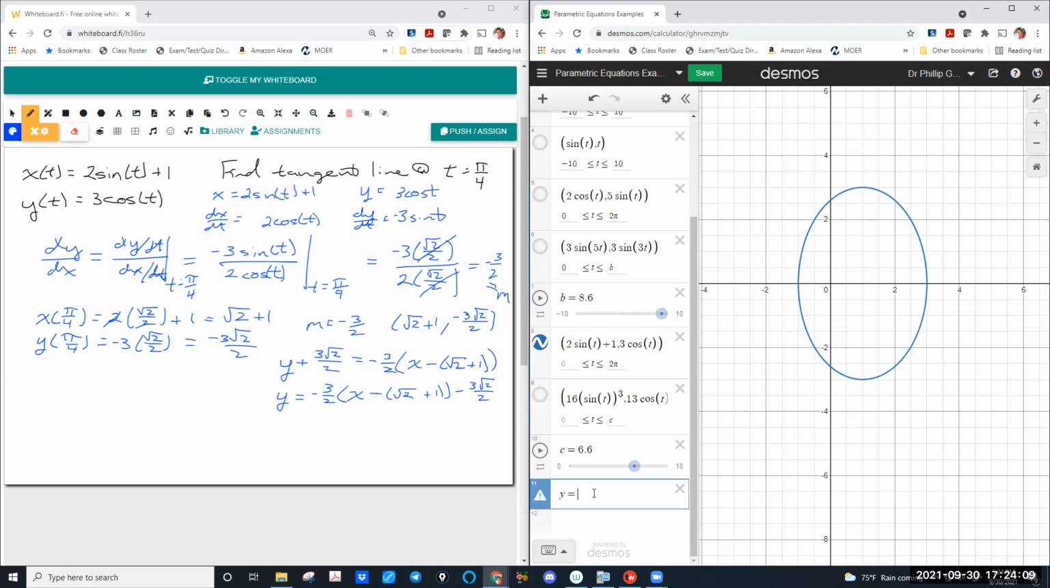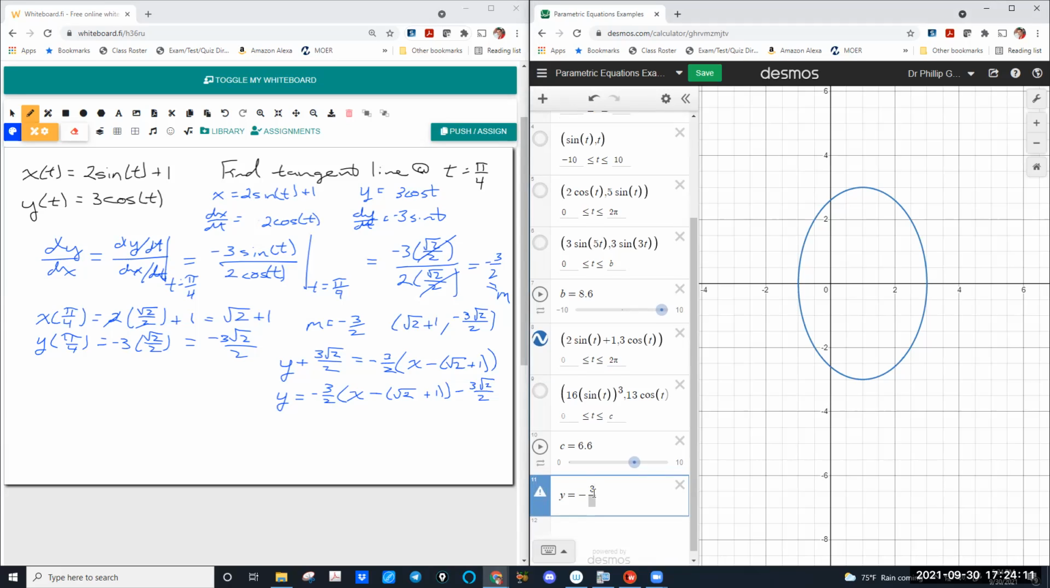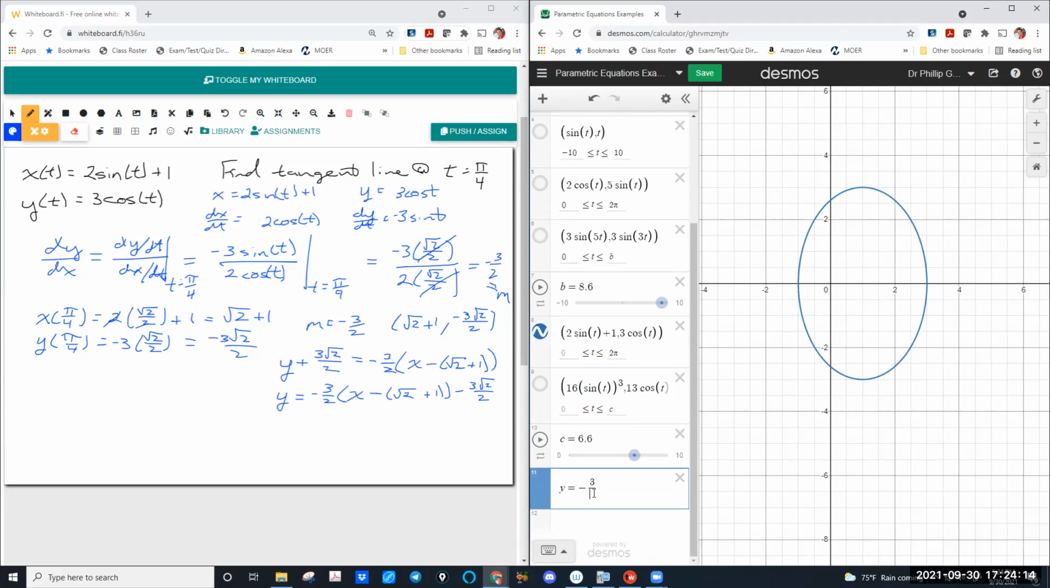So let's see how we did. So this will be cool. We can kind of see the graph moving around as we put things in. So minus 3 halves times x minus square root of 2. Okay, we're not quite there yet. Slope looks good. Plus 1. Well, slope looks good, but we need to shift it. So minus root of 2.